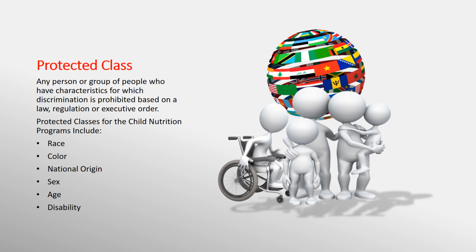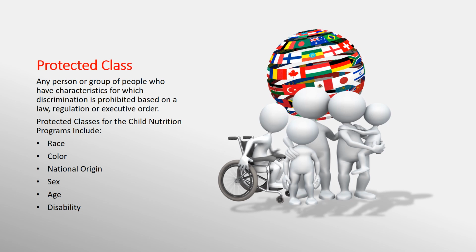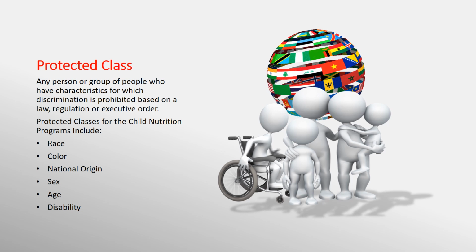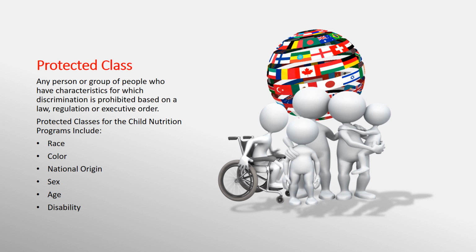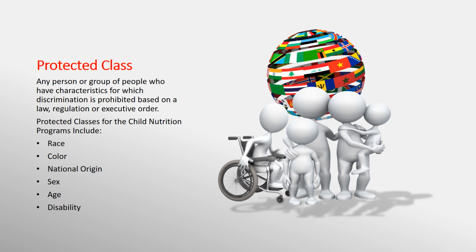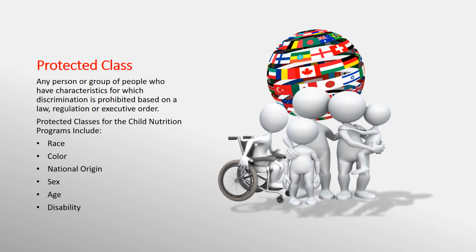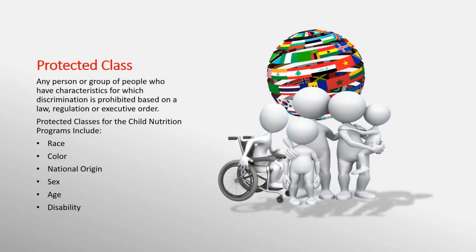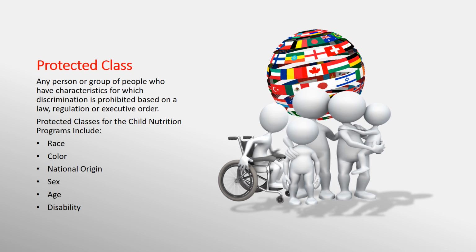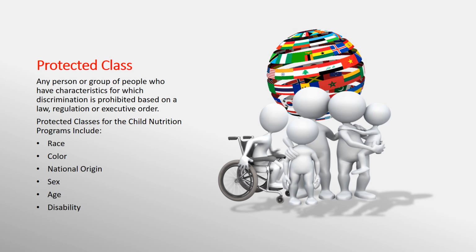So, who's a protected class? A protected class is any person or group of people who have characteristics for which discrimination is prohibited based on a law, regulation, or executive order. Protected classes for the child nutrition programs include race, color, national origin, sex, age, and disability.